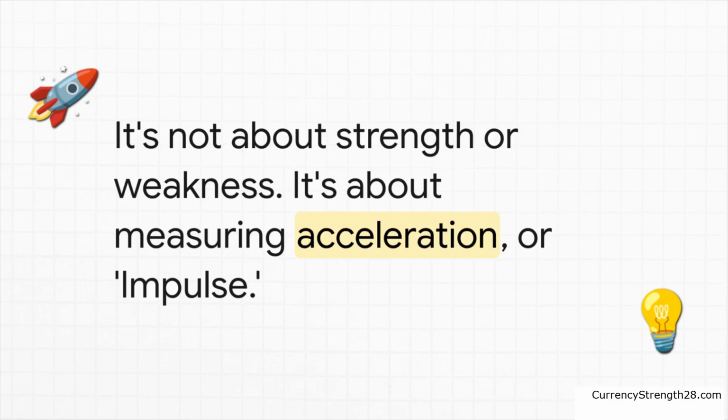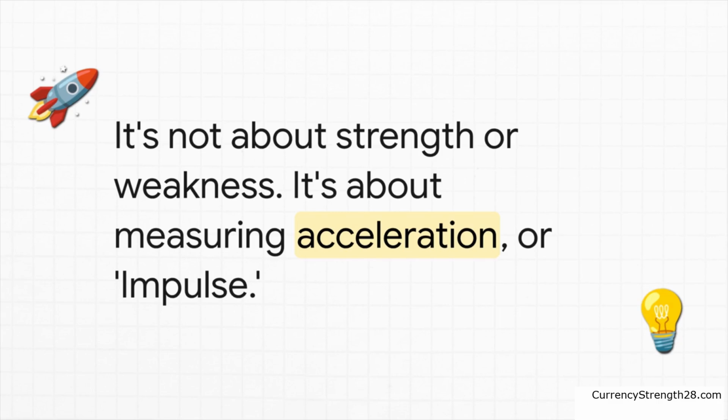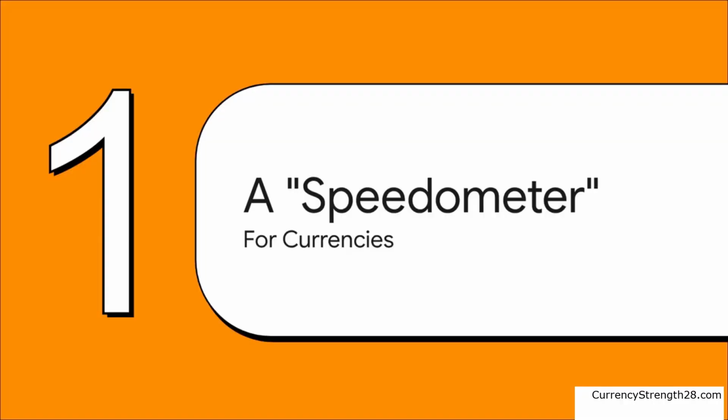Well, according to the creator of this tool, we might be looking at it all wrong. It's not just about whether something is strong or weak in a single moment, it's about the rate of change. The real secret, they say, is to measure the market's acceleration, what they call impulse. So how can a piece of software actually measure something as abstract as market acceleration? Well, the creator uses a really simple but honestly pretty clever analogy, a speedometer.